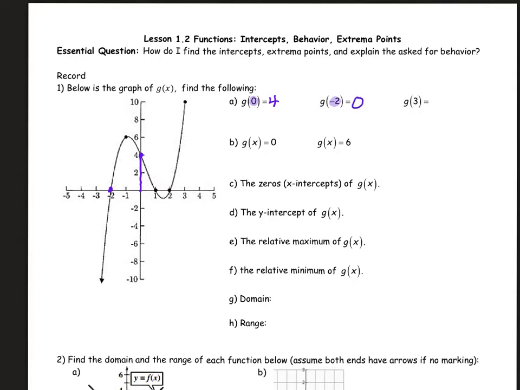And then the third one says g of 3. So x equals 3. 1, 2, 3. And then I'm going to go up. I'm going to draw my line up, or attempt to draw my line up here. Straight up. And y equals 10. Okay, there we go.